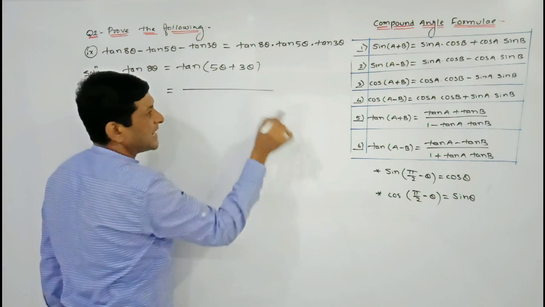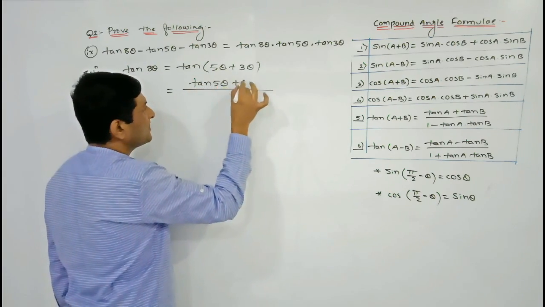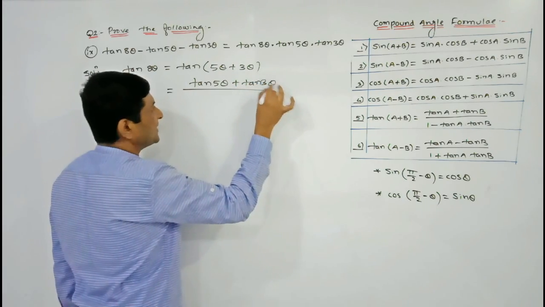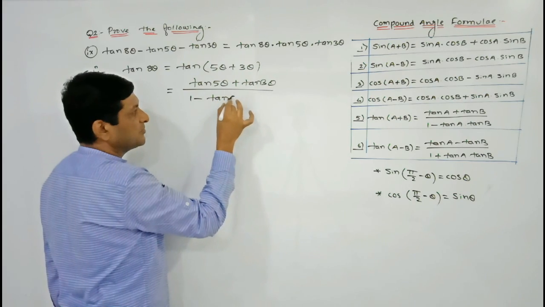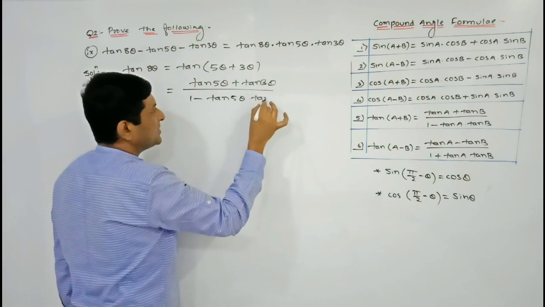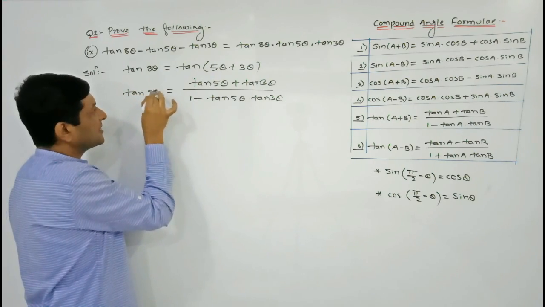According to the formula of tan(A+B), what result will we get? Tan A, which is tan 5θ, plus tan B, which is tan 3θ, and in the denominator 1 minus tan A into tan B. A is 5θ and B is 3θ. On this side, tan 8θ, keep it as it is.